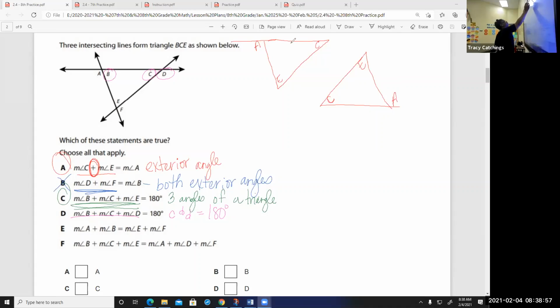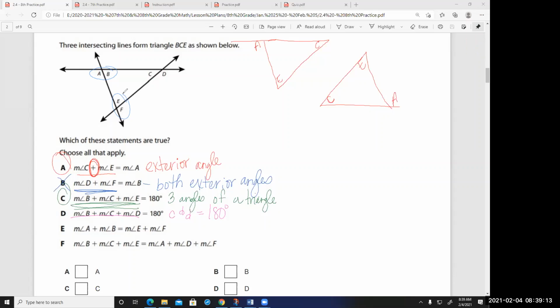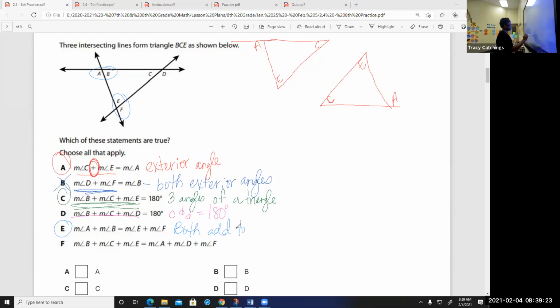All right, E. E said A plus B is equal to E plus F. A plus B will be equal to E plus F. True, because they are both supposed to equal 180 degrees because it's an interior and exterior angle on the same side. All right. Or we can notice that they both make a straight line.